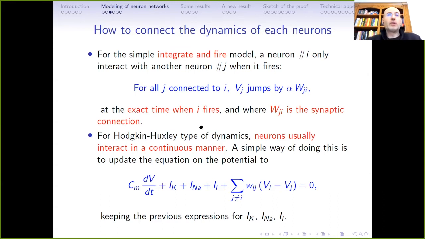Okay, relatively simple. And for the Hodgkin-Huxley type of dynamics, what you're doing is relatively simple as well. You add into the equation on the membrane potential, and there should be an i here, it's another typo, sorry. On the membrane potential of each neuron, you add a coupling term, with the difference between the potentials of all neurons that are connected to j. And again, here you see the synaptic weights.